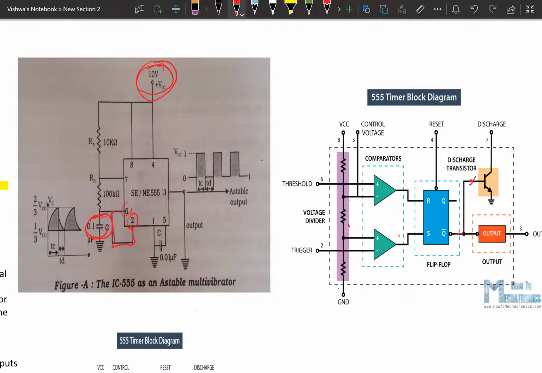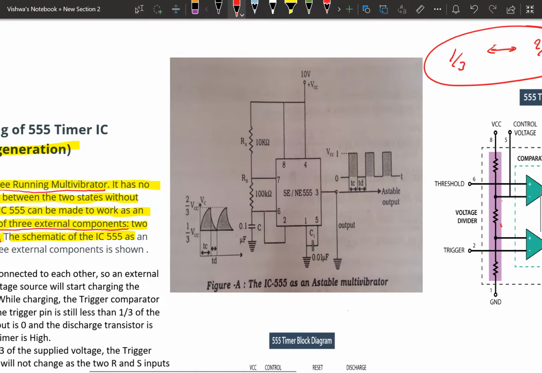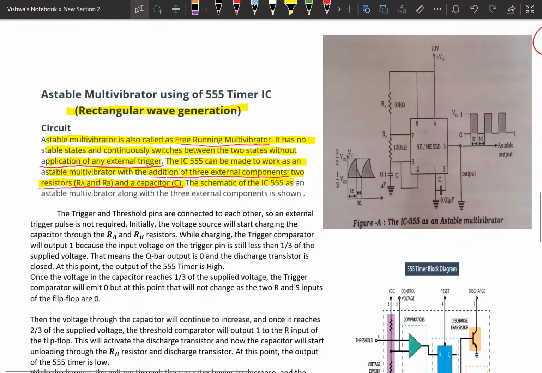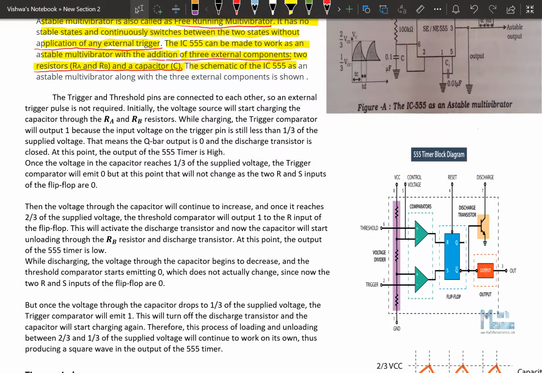The thing is here, the capacitor charges between 1 by 3 to 2 by 3 voltage. Only in this range the capacitor charges and discharges. So depending on the charging and discharging conditions, we are getting the output as high and low. Now let's see the time constant of these waveforms. Whatever I explained now, that is the steps listed here.